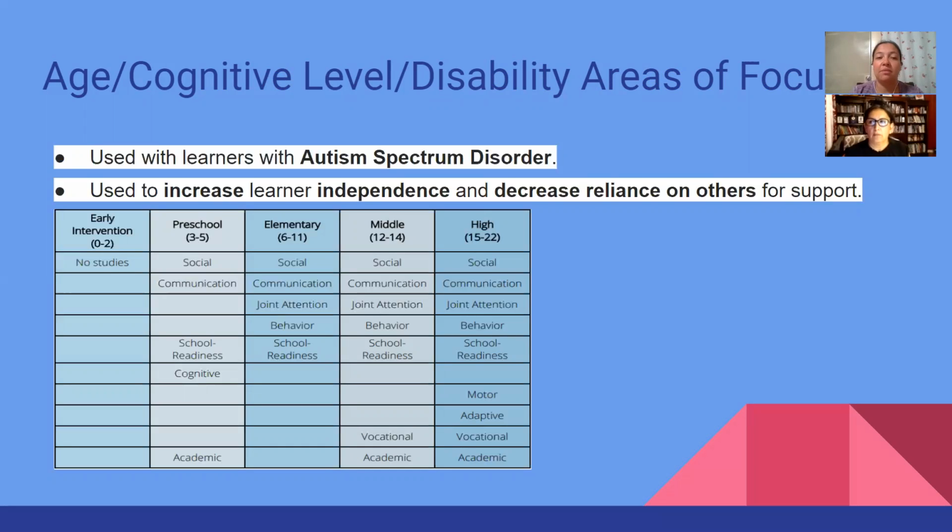For the elementary level, research shows there have been benefits also with social communication, joint attention, behavior, and school readiness. For middle school students, research shows it has helped with social communication, joint attention, behavior, school readiness, vocational, and academic skills. And in high school, there is also research that it has helped them in all of the skills. There is no research yet on the cognitive.